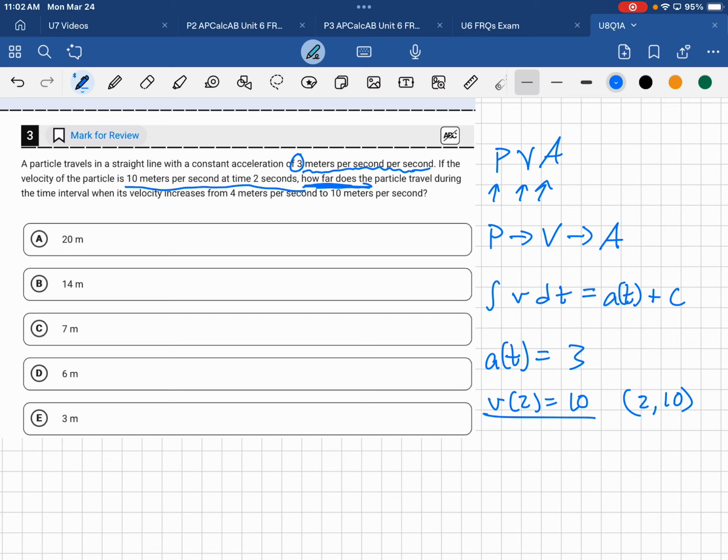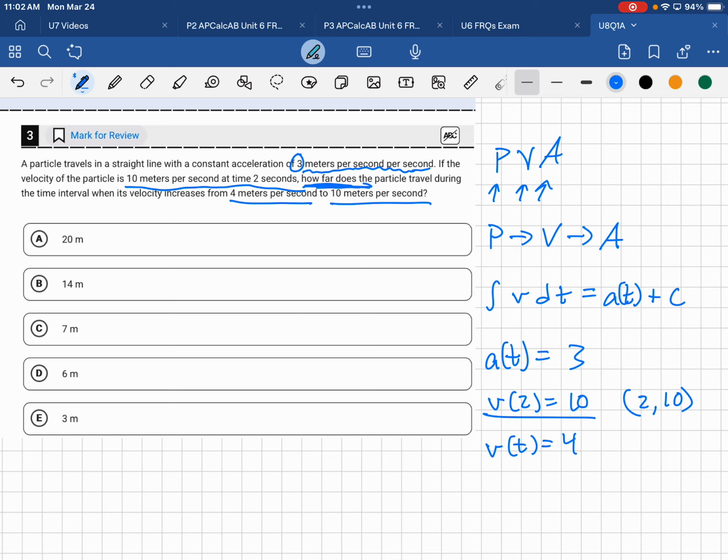But let's go on. During the time interval when its velocity decreases from 10 meters per second to 4 meters per second, so those are velocities, right? We already know what the t is at 10 meters per second. We do not know what the time is at 4 meters per second. So this just got really weird, okay?